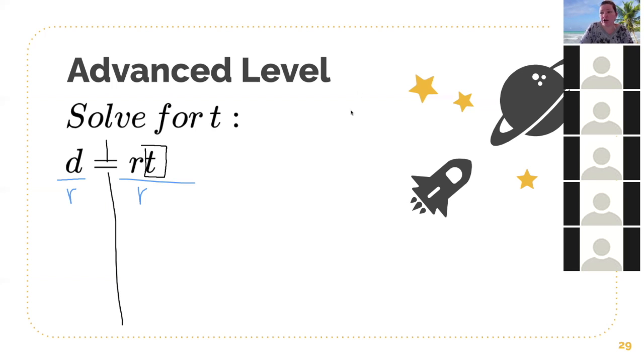Once again, I actually argue that these are easier than when there's numbers. Look at what I mean. Multiplying by R and dividing by R are opposites. They cancel. T's alone, just like I wanted. And what's it equal to? Well, it's equal to D divided by R.